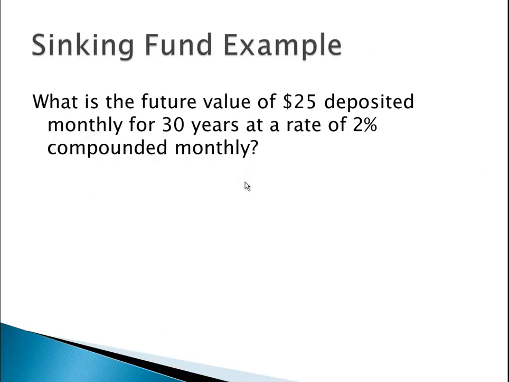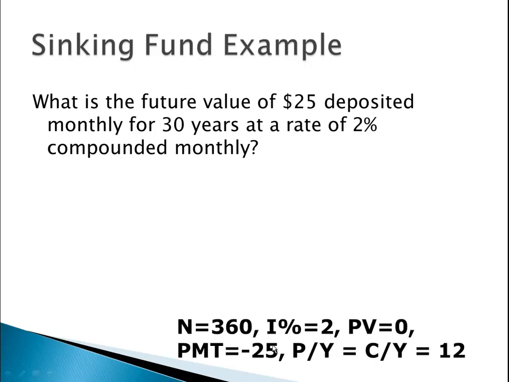Okay, let's do an example. What's the future value of $25 deposited monthly for 30 years at a rate of 2% compounded monthly? We're making monthly deposits, compounding monthly, for 30 years. So what information do we have? Our n is going to be 360, because we're doing this 12 times a year for 30 years. We have our 2% rate, and we don't have a present value, because there was no additional amount deposited in the beginning. It's just the regular payments, and our regular payment is 25. Our compounding and payments per year is 12.